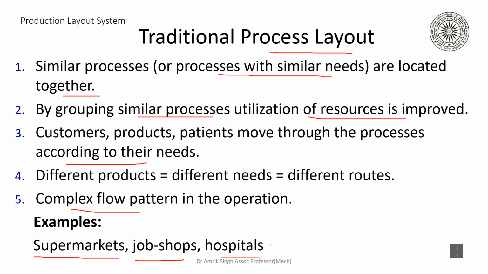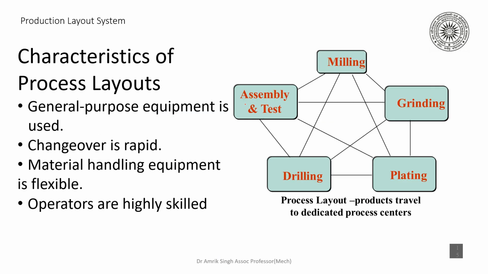Suppose in a hospital we go, so we have an ENT department, we have a surgery department. So we have arranged our departments according to their specific function. Okay. So these are the characteristics of a process layout. You see, we have the milling section where all milling machines are there. We have the grinding section. We have the plating section. We have the drilling section. We have the assembly section.